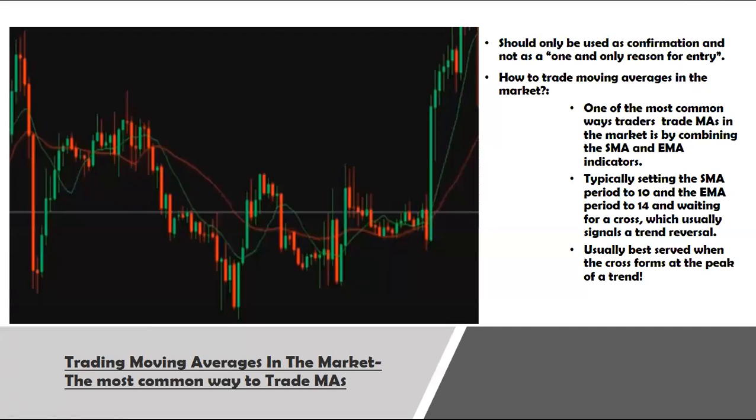Usually best served when the cross forms at the peak of a trend, right? All right, so like you guys see here, price was all the way up here. Then we got the cross, and look, price dropped. And then it slowly went back up, and it hit this peak here. We got another cross, and price reversed. Then we get this cross right here, and we got another reversal, right?